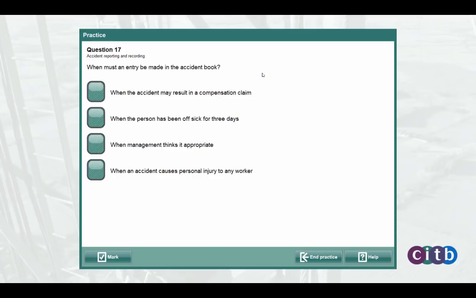When must an entry be made in the accident book? When the accident may result in a compensation claim. When the person has been off sick for 3 days. When management thinks it appropriate. When an accident causes personal injury to any worker.